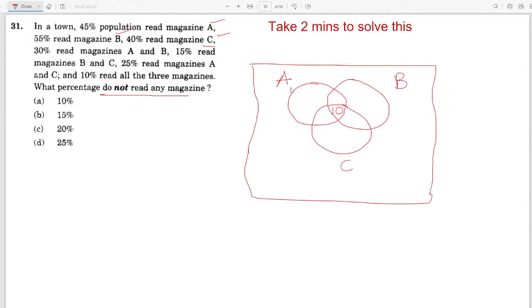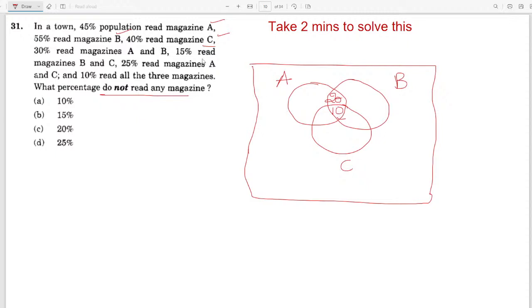Now we'll see what is A and B. 30% read magazines A and B. So 10% read all the three. So out of this, they're saying that 30% read. So this area is 30%. This plus this is 30%. So this alone would be 20%. So this is 30%. A and B overlap is 30%. So this is 10. This would be 20.